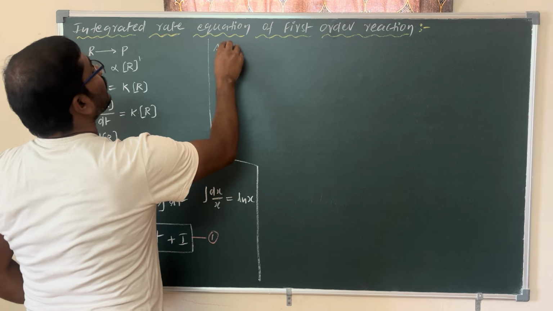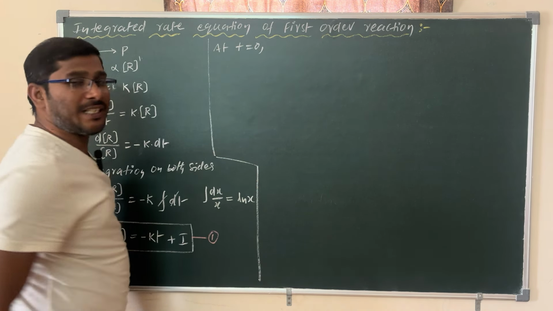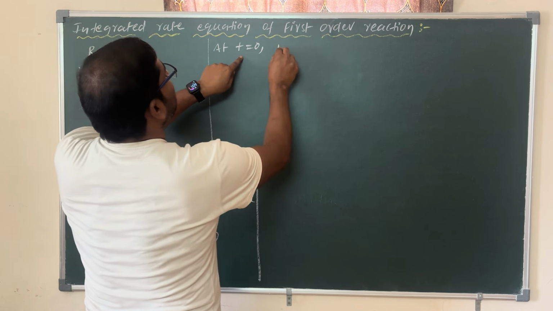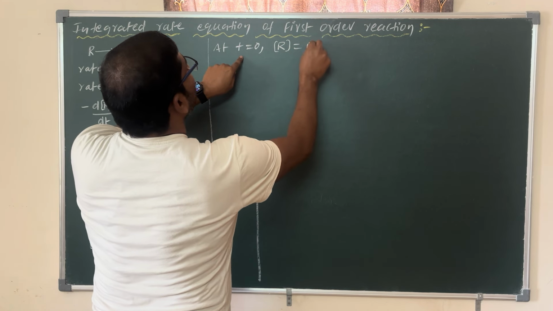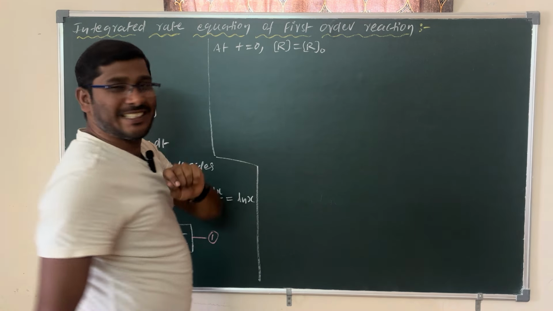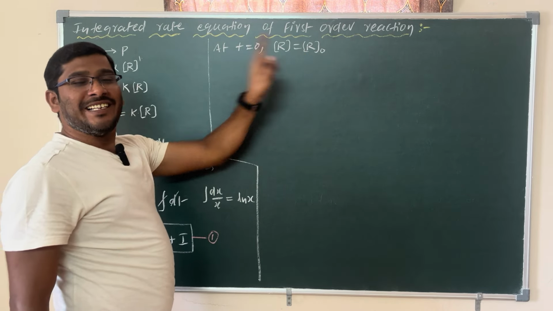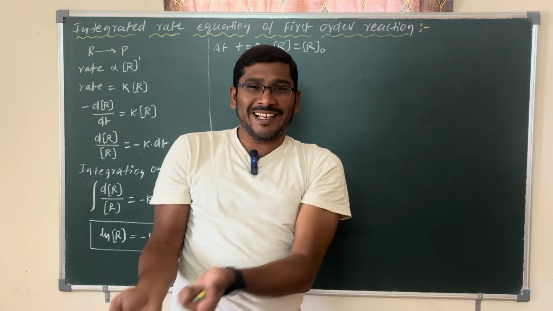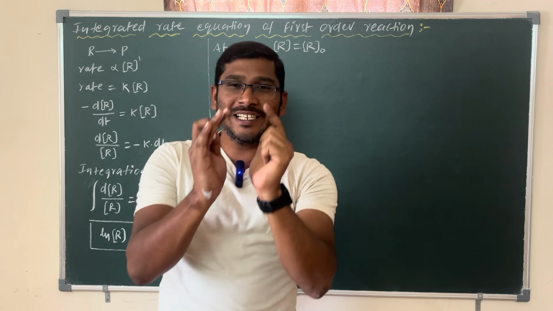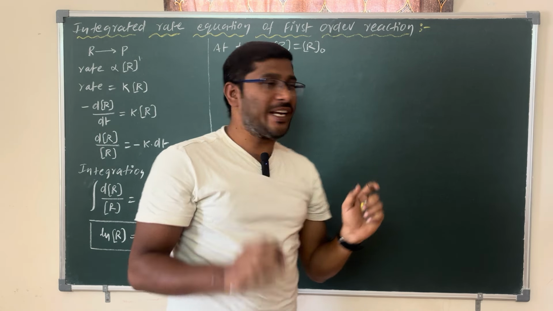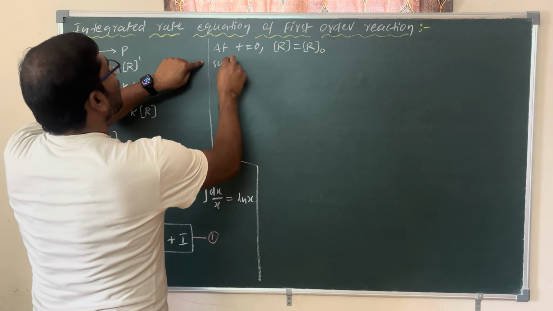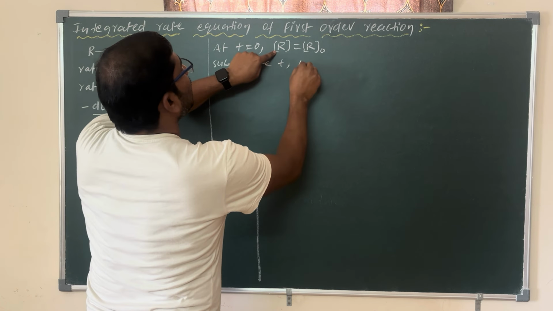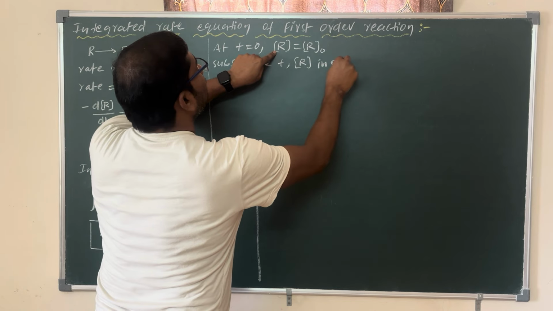Now listen, students. What are the conditions? At time equal to 0, the reaction has still not started. At that time the concentration of reactants is present in the initial state. T equal to 0 means the reaction has not started, so however much reactant was taken is present as usual. Now substitute the t value and the concentration of reactants values in equation 1.